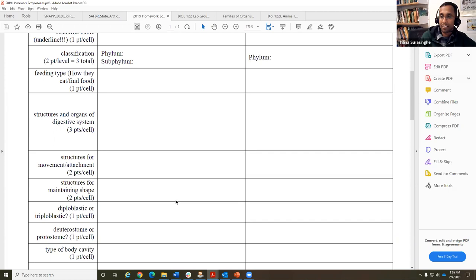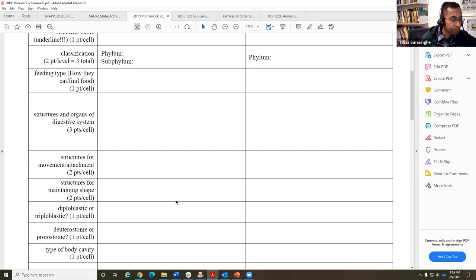Pseudocoelom. Very good. Another one? The muscles. Yeah, and you can be specific. What type of muscles? Longitudinal muscles. And also, how do they move? Well, you can say thrashing. But I don't think I'm asking how they move. I'm asking structures for movement, right? And for attachment. So you can also include cuticle over there because I say attachment.